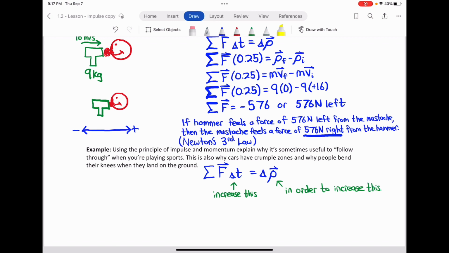So this also has to do with why cars have crumple zones and why people tend to bend their knees when they jump and land on the ground. Both of those things, the crumple zone and the bending of your knees, are designed to increase the amount of time that a force is applied to achieve either a greater change in momentum or to achieve the same change in momentum, but while requiring less force.